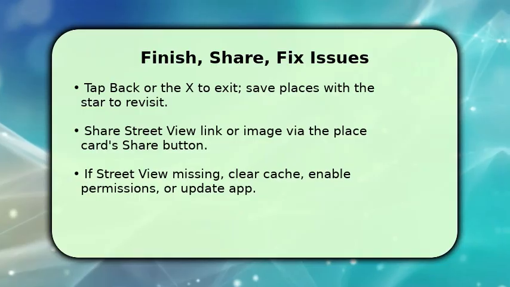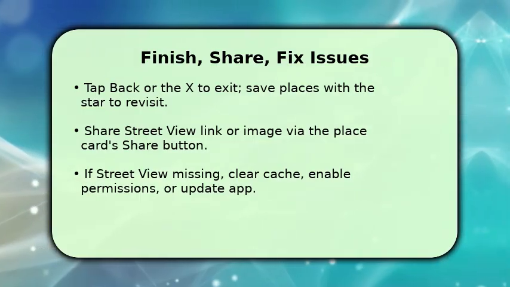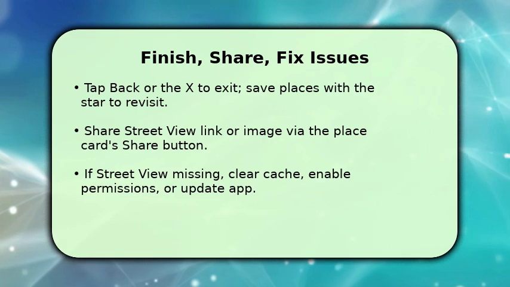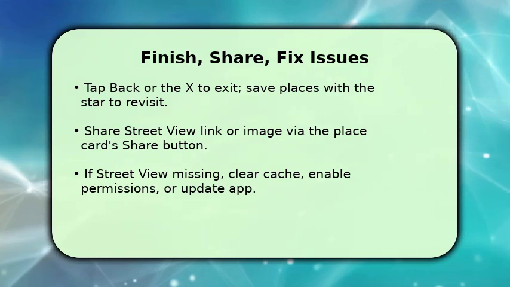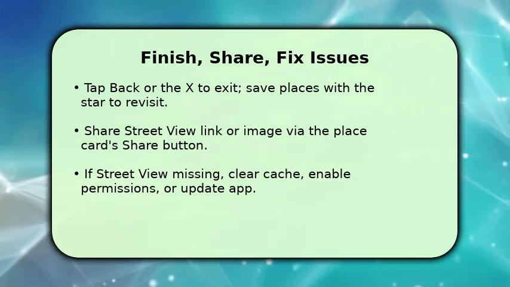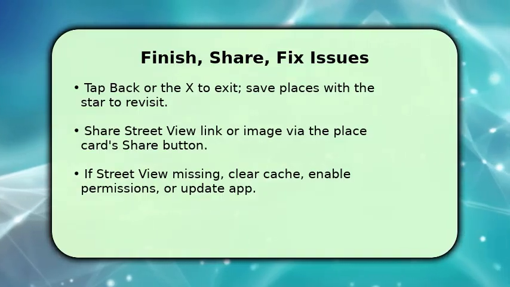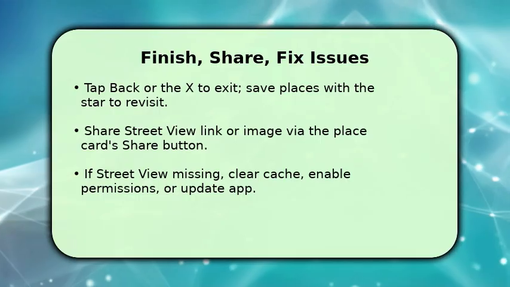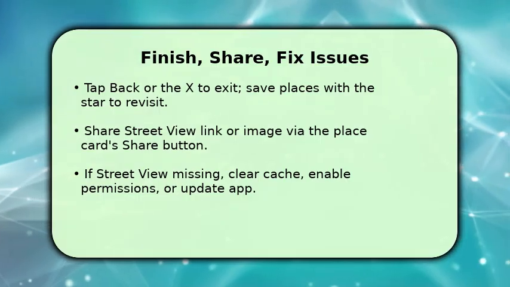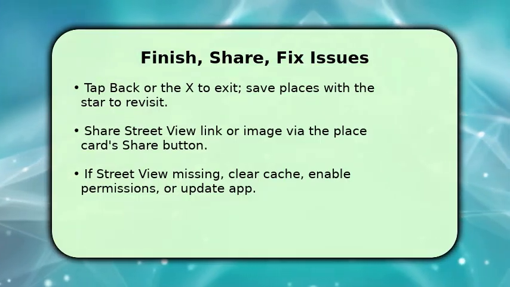If you want to show someone else, open the place card and use Share to send a Street View link or snapshot. This preserves viewpoint and orientation. If images don't load, make sure permissions and connectivity are enabled, clear Maps cache, and update the app. This single troubleshooting tip fixes most problems and gets you back into Street View fast.